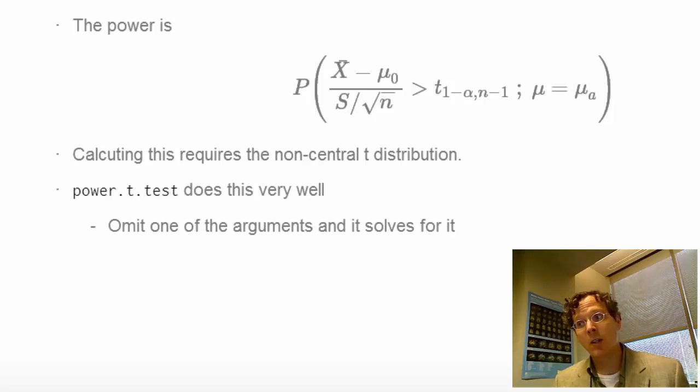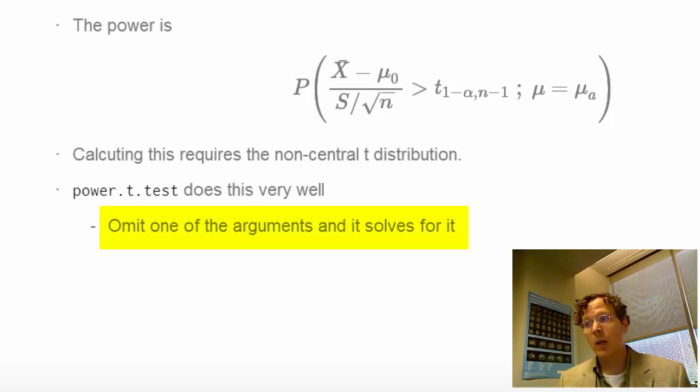What's nice about power.t.test is just like before, we have some parameters that we know, mu naught and alpha, and some parameters that we don't know, mu a, sigma, and n, for example. And if you omit one of them but specify the remainder, power.t.test will solve for the one that you've omitted. So let's go through some examples of using power.t.test to either calculate power or calculate sample size or calculate the minimum detectable difference.